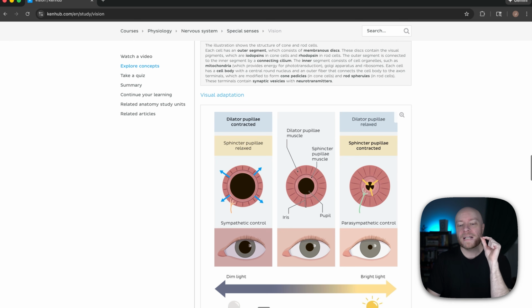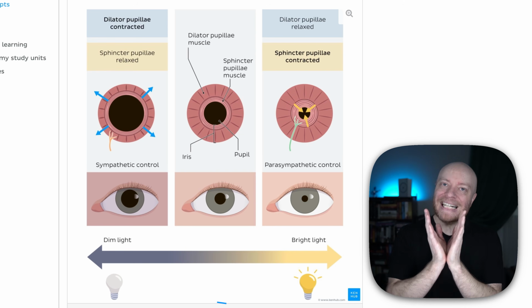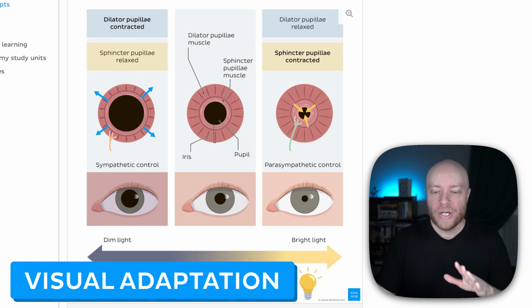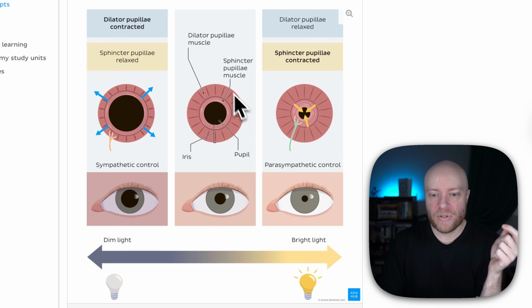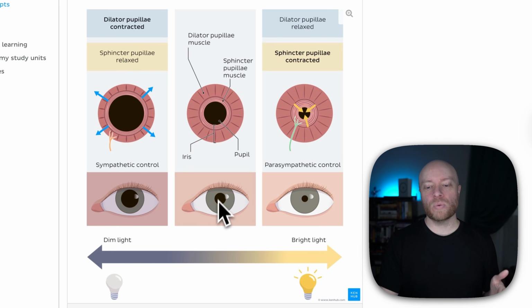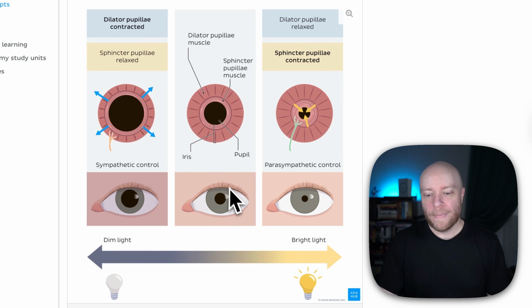All right, so let's go ahead and look at this image here, because what we're talking about is visual adaptation. It's probably best to just orient ourselves first with this image. So if we're looking at this central image here, you can see the neutral eye, right? We're looking at an eye that is just kind of hanging out. Everything is in balance.